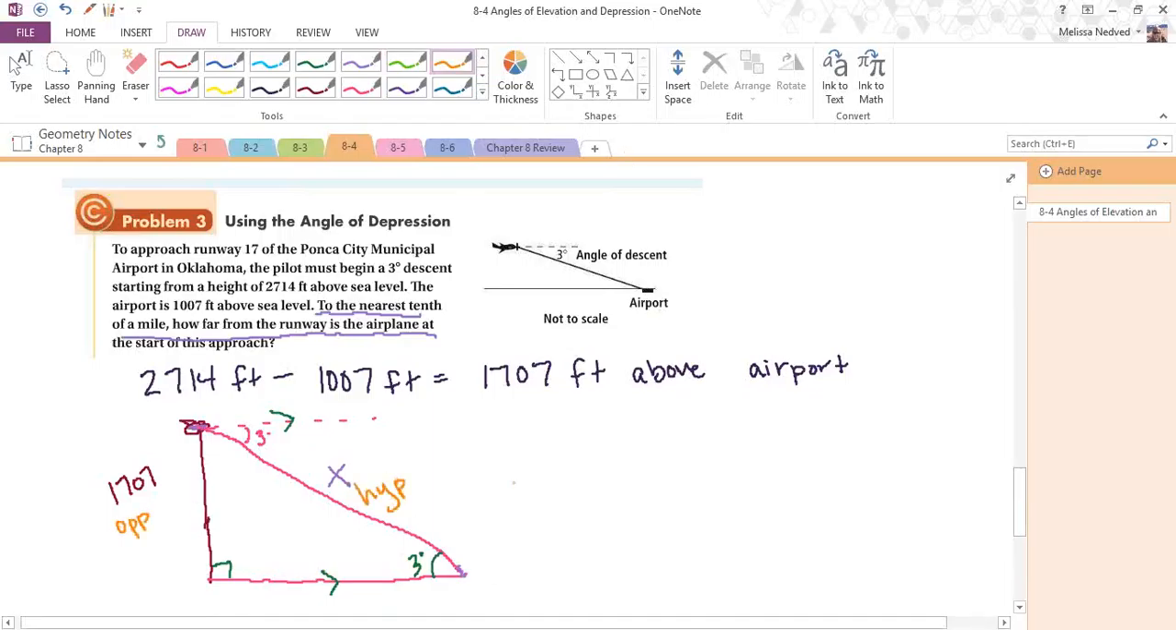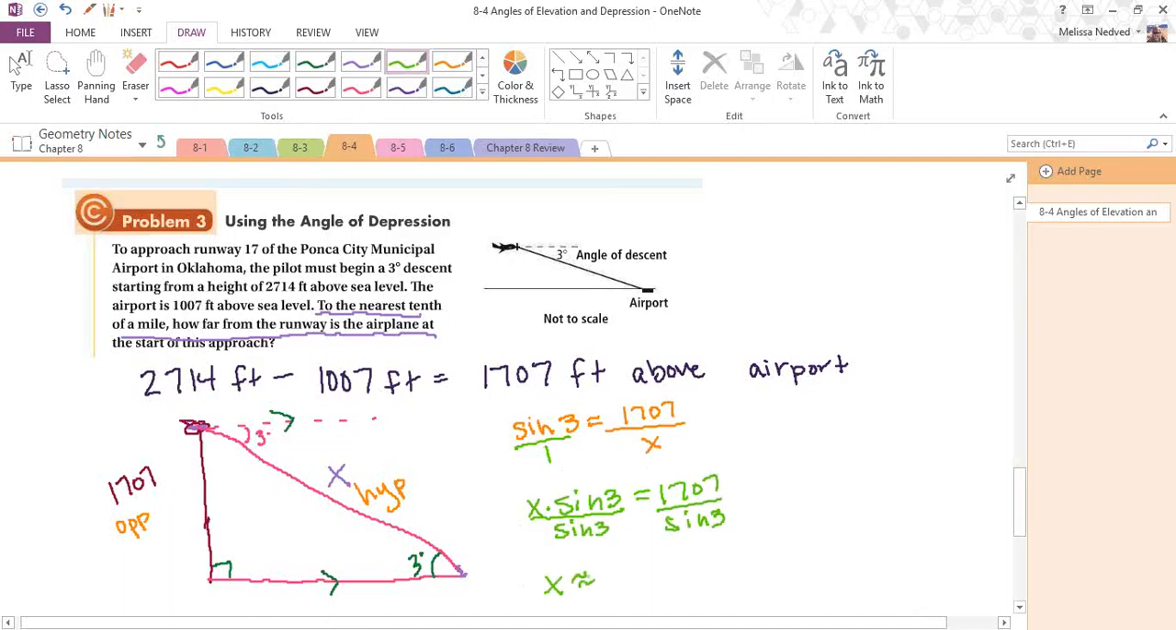So if we remember SOHCAHTOA, which trig function uses opposite and hypotenuse? That would be sine. So we're going to set up using sine. Sine of 3 degrees equals opposite, which is 1707, over hypotenuse, which is x. Take your trig over 1, cross multiply, x times sine of 3 equals 1707, and divide both sides by sine 3 to get x by itself.